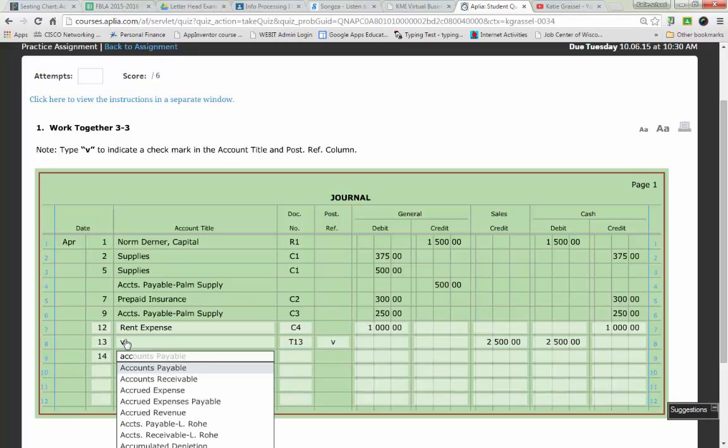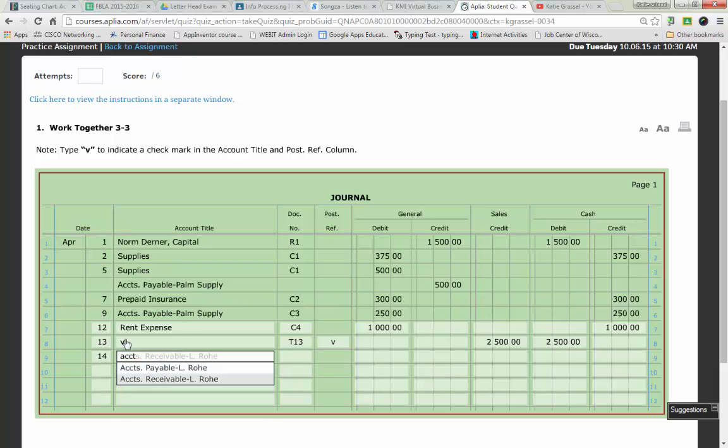Yes. And you'll notice that when we do accounts receivable L. Rowe, they abbreviate accounts receivable. Our source document is going to be S1, and S stands for sales invoice. So we have a special column for sales, so I'm going to put that in there for $510. And then we're going to go general debit for $510. So that means accounts receivable L. Rowe is being debited for $510 and sales is being credited for $510.